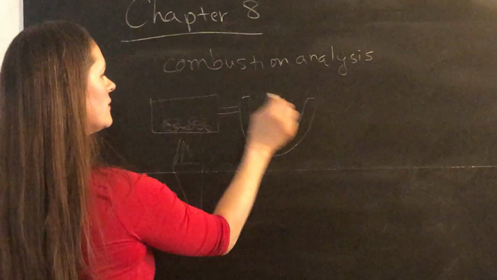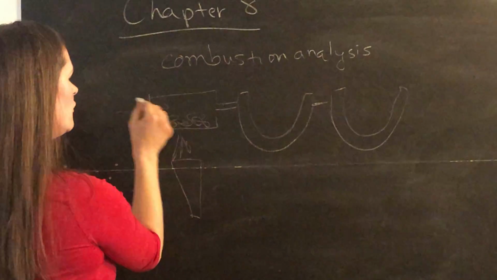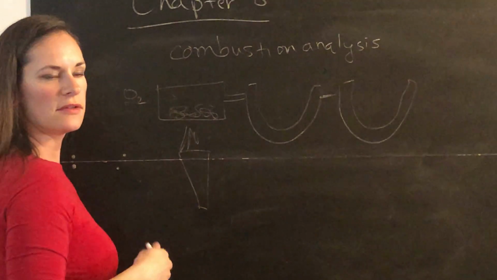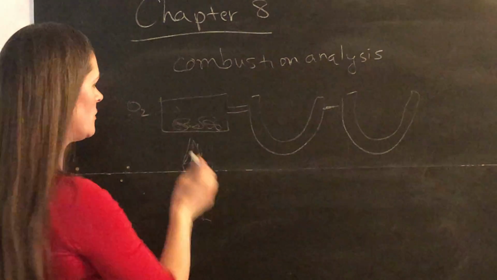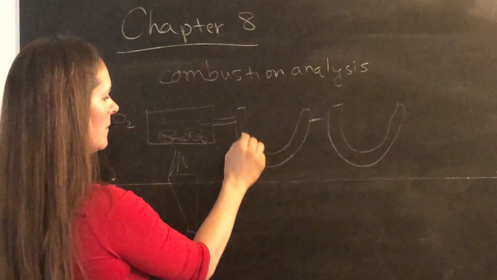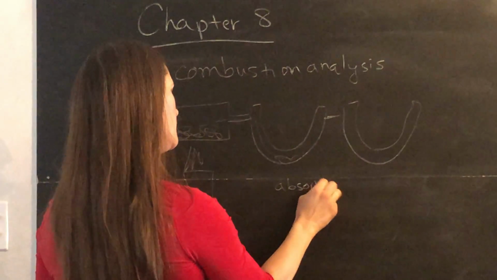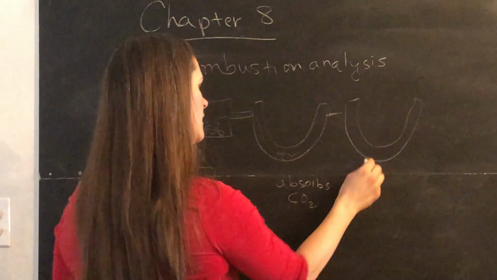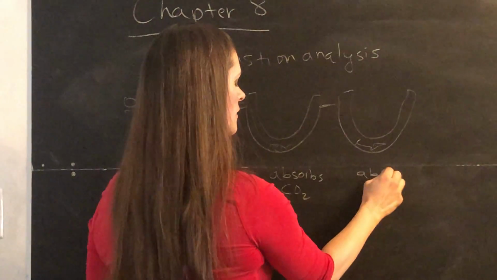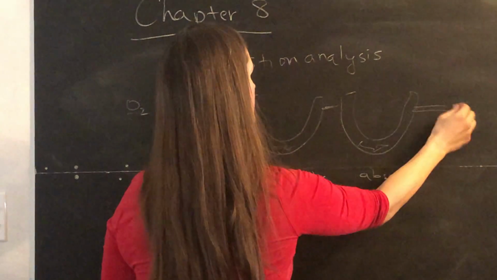So the apparatus looks something like this. You pipe oxygen into the system to give it what's needed for combustion. You burn this completely. In here is something that absorbs carbon dioxide, and in here is something that absorbs water. And then the excess oxygen leaves.